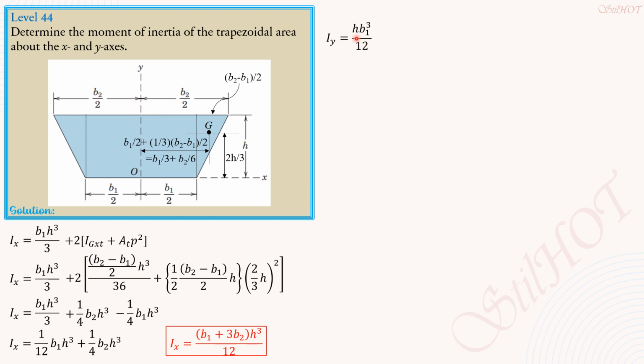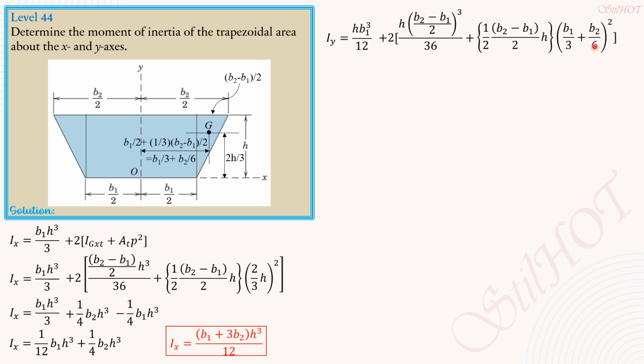So b1 cubed h over 12 for this rectangle plus IGY of triangle, which is base quantity b2 minus b1 over 2, cubed, times height over 36. So plus 2 times quantity b2 minus b1 over 2, cubed, over 36 times h. Then plus area of triangle, which is 1/2 of quantity b2 minus b1 over 2 times h. Then distance is b1 over 3 plus b sub 2 over 6, quantity squared.